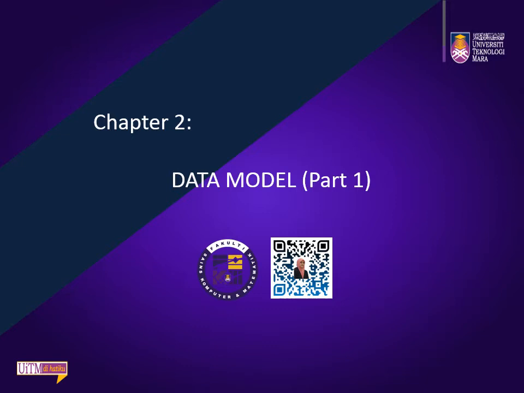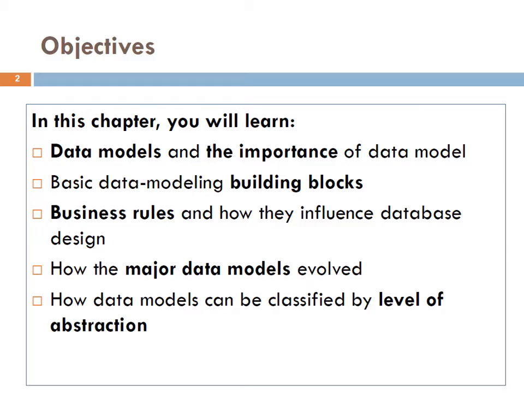In this video, we are going to cover chapter 2, data model. In this chapter, you will learn about data modeling and why data models are important. And then you learn about the basic data modeling building blocks, and what business rules are and how they influence database design. Next is how the major data models evolve and how data models can be classified by level of abstraction.